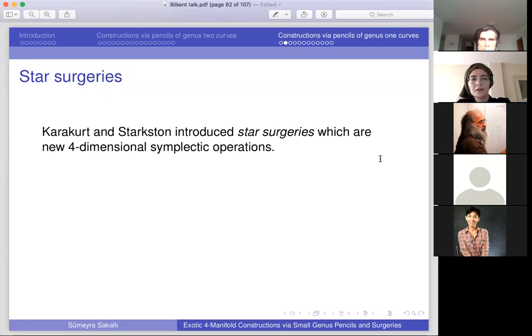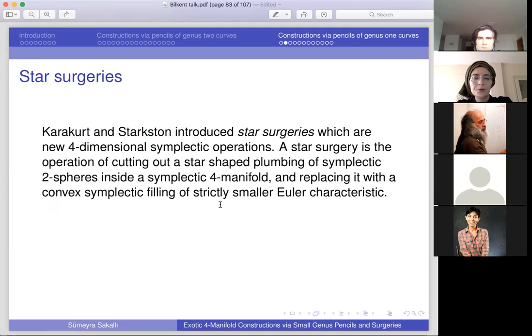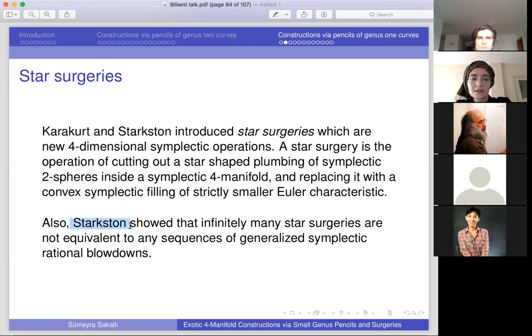And in my work, I have worked with, again, symplectic operations. These are called star surgeries, due to Karakurt and Starkston, and again I will give the main idea. From your symplectic manifold, you cut out a star-shaped plumbing of symplectic two-dimensional spheres, and you replace it with a convex symplectic filling of strictly smaller Euler characteristic. So when you do this operation, you are decreasing the Euler number of your manifold. Later, Starkston showed that infinitely many star surgeries are not equivalent to any sequence of generalized symplectic rational blowdowns. So some star surgeries can be written as a sequence of rational blowdowns, but infinitely many of them cannot. So infinitely many of them are different from those previous operations.